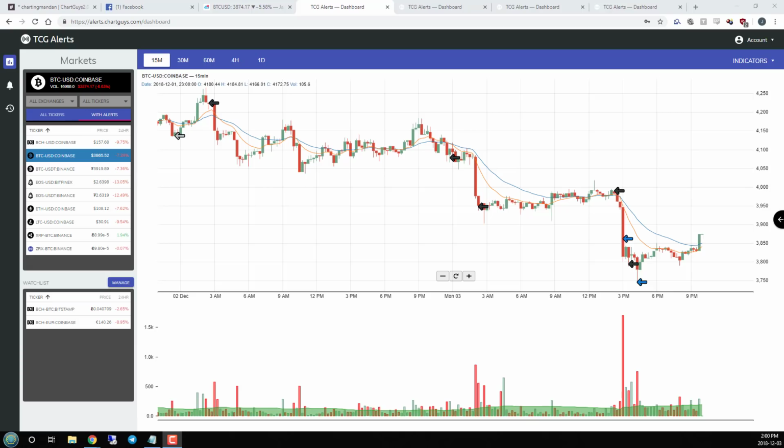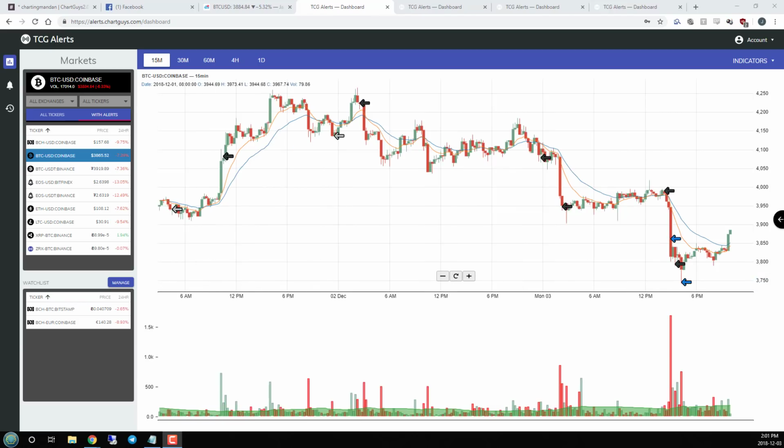So the first chart I want to look at is the BTC USD on Coinbase. And there's a couple things I wanted to point out. First, let's just talk through the action that we've seen from December 1st till today. So right away, the first thing we see here is a gray arrow. This is an indicator of a potential equilibrium.